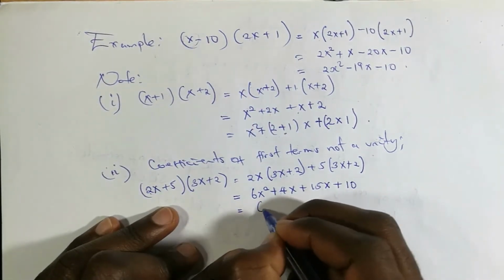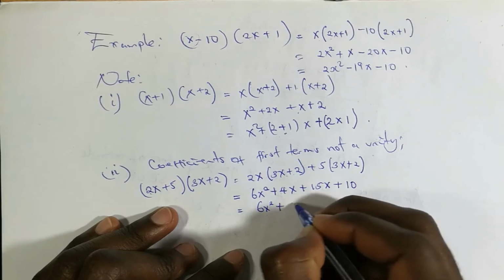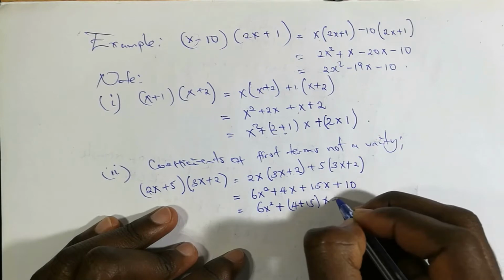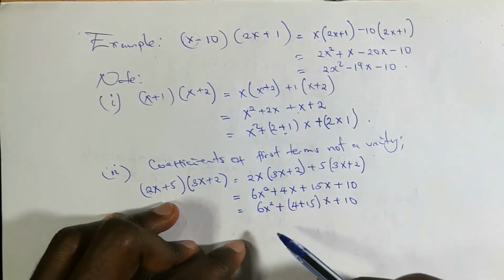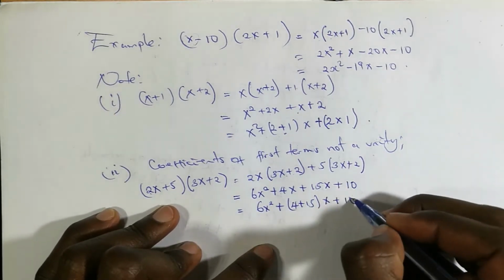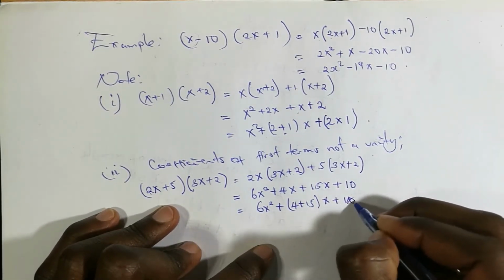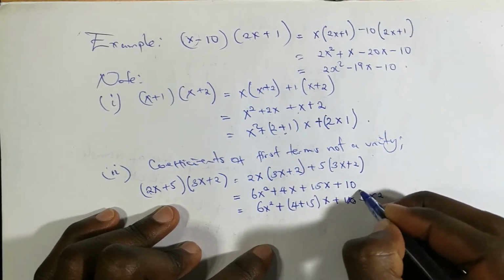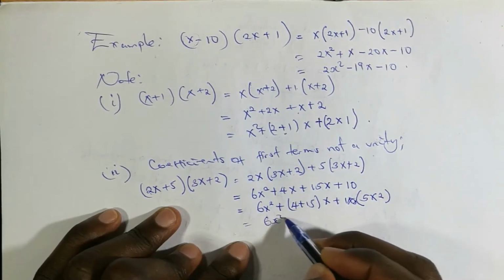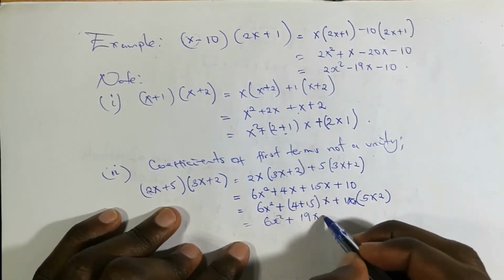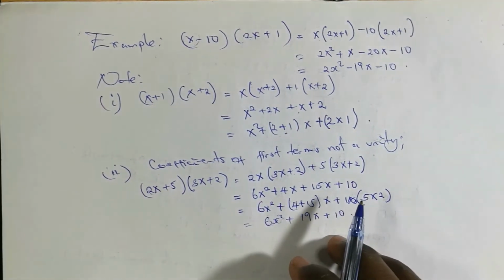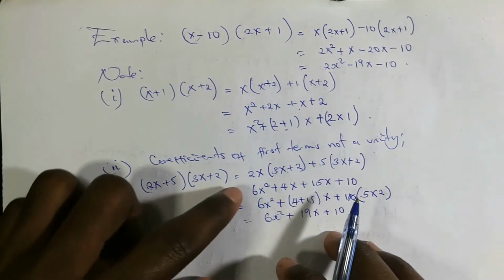Then here we have 6x squared, plus 4 plus 15x, plus 10. That means here we're going to have 19x, then 10 there. But 10 is given by multiplying. Let me put it in the form of multiplication because it's something I want to bring. Here this is just the same as 6x squared plus 19x plus 10. That's that one coming.